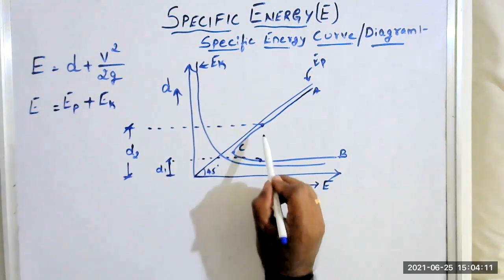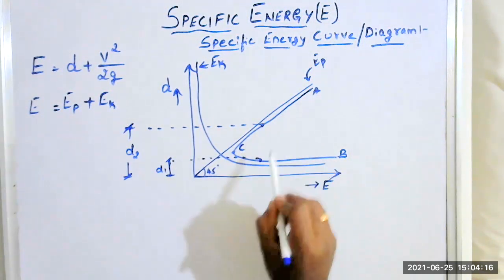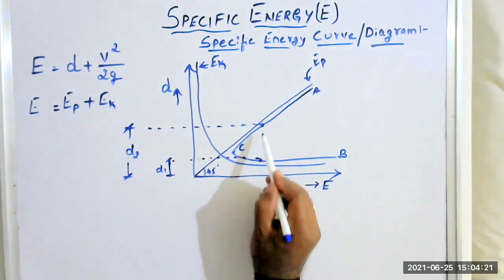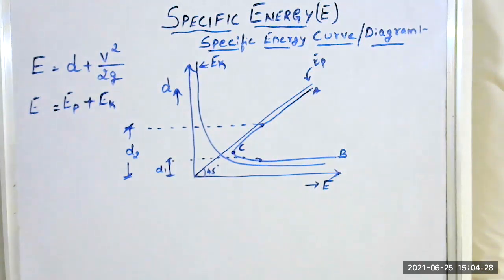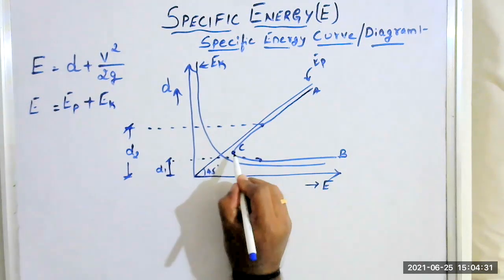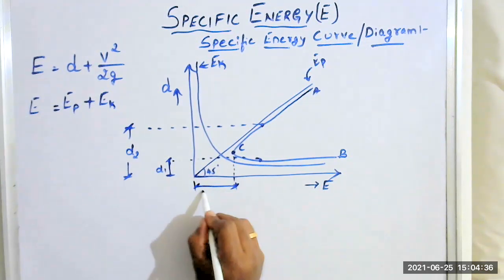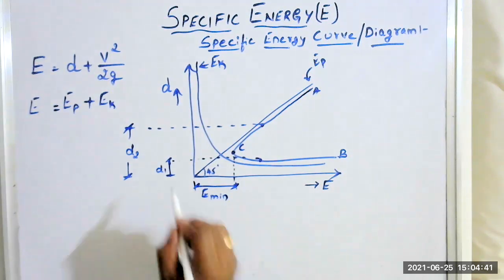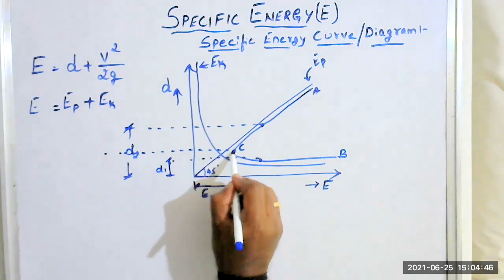Now, if I increase these alternate depths, taking these two points, the specific energy also increases. If I decrease these two points, the specific energy decreases, and both depths merge at point C. This point C is the point where the specific energy is minimum.